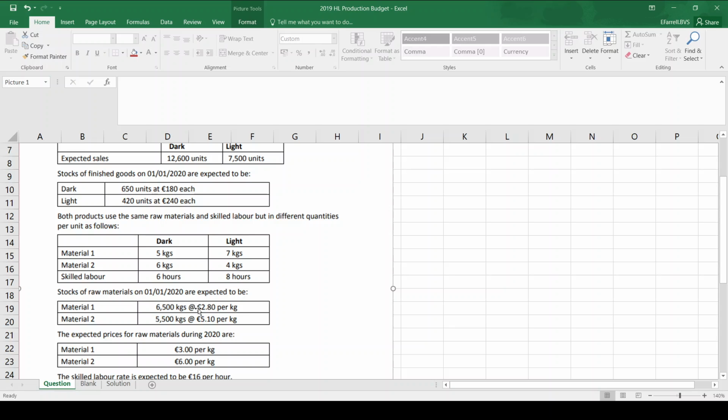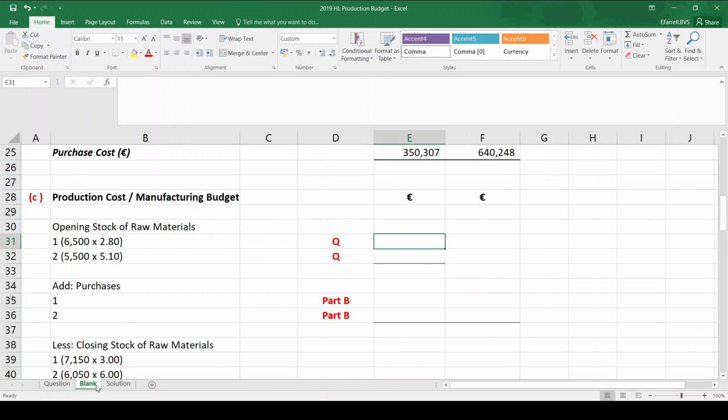So to start this off, again, the opening stock of raw materials we're just taking from the question. So opening stock of raw materials, we have 6,500 kgs of material 1 at €2.80 per kg and 5,500 kgs of material 2 at €5.10 per kg. So 6,500 by €2.80 and 5,500 by €5.10. So in total, opening stock comes to 46,250. And again, I'm just going to put that over there.